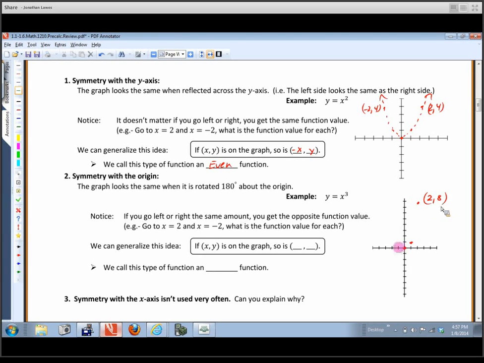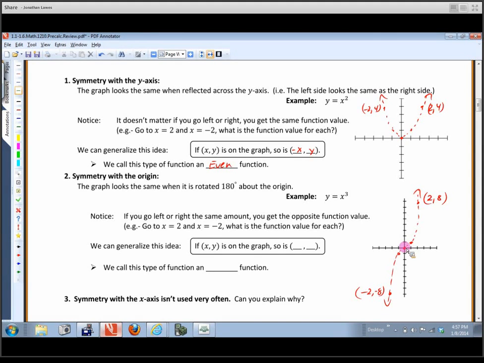If we plug in a negative 1, we get out a negative 1. If we plug in a negative 2, we get out a negative 8. I'm just going to label those points right there. And this is what the cubic function looks like. Again, you'll notice that if I were to put my pencil at the origin, I could turn this 180 degrees and it would look exactly the same. That's the idea of this point symmetry or rotational symmetry. That's symmetry with the origin.